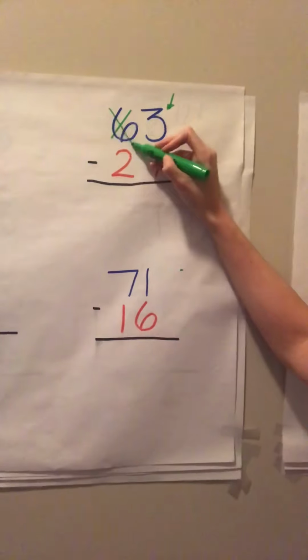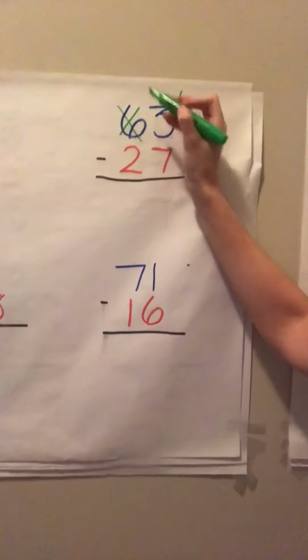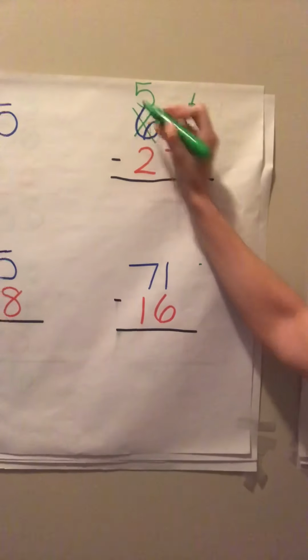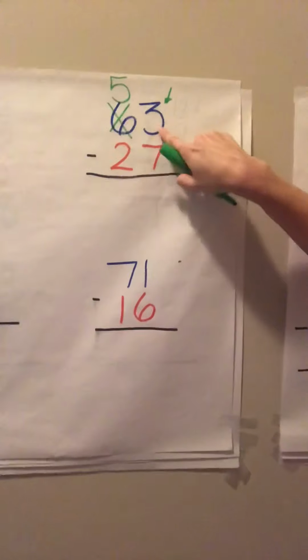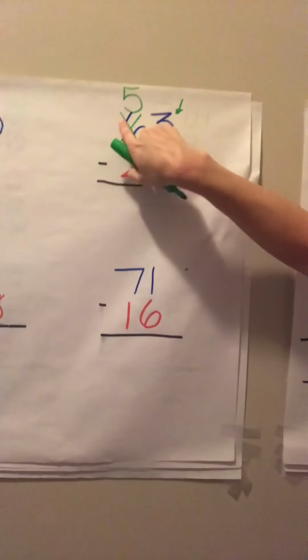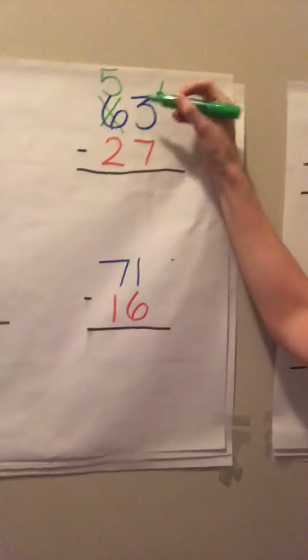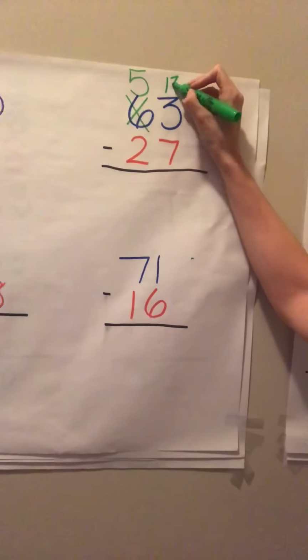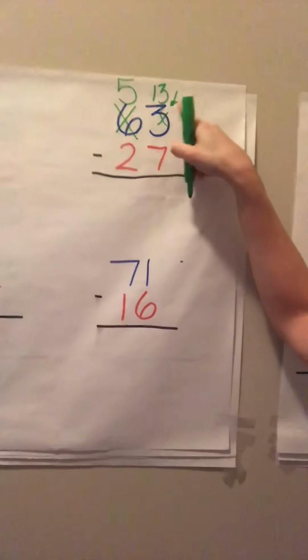So we're changing 6, and we're going to borrow a 10. So we're going to take 1 10 away. So the 6 becomes a 5 since I took 1 away. Now I'm going to use that 10 that I took away and add it to my 3. So the 10 plus 3 makes what? Right, this changes to 13. So my 3 changes to 13 because I added this 10.